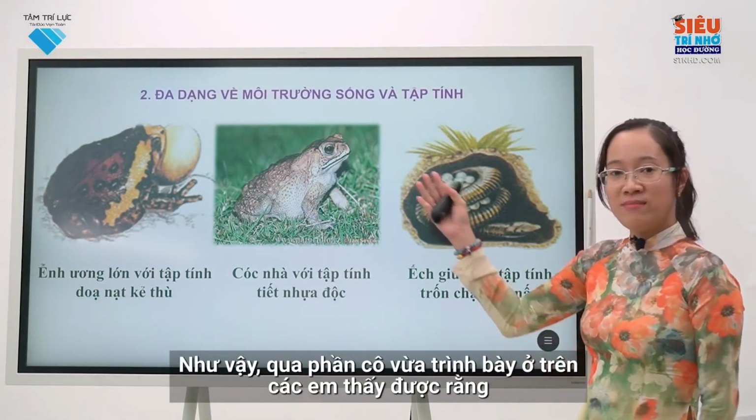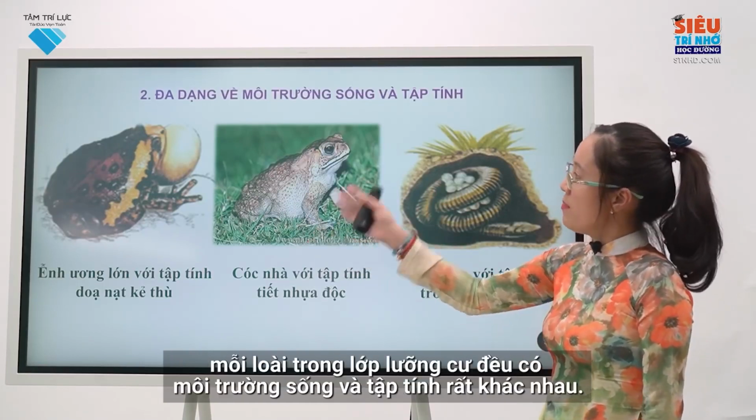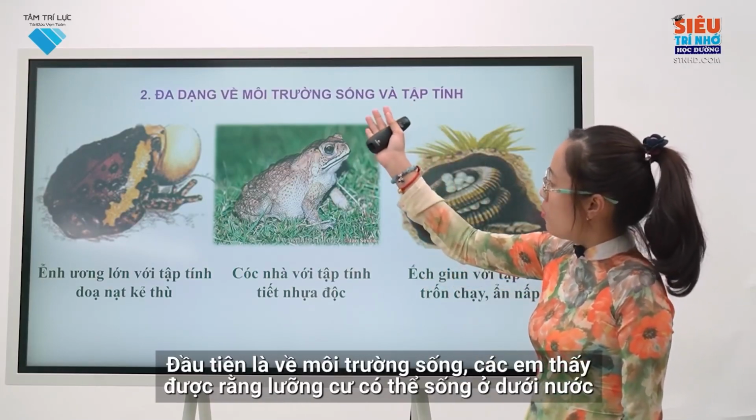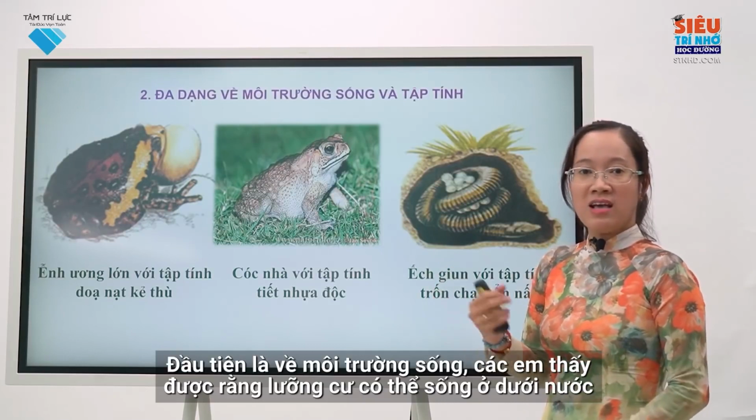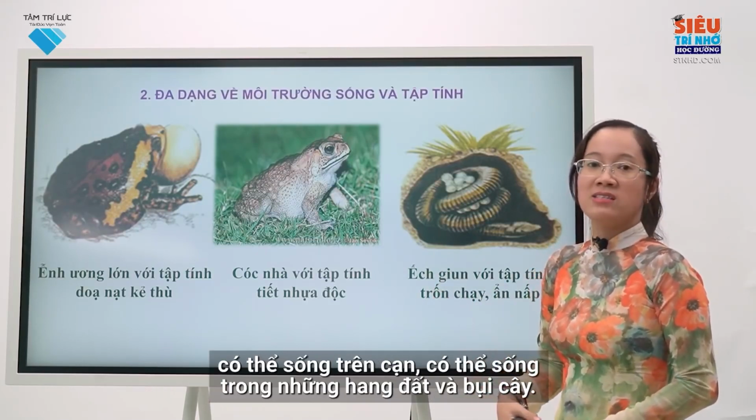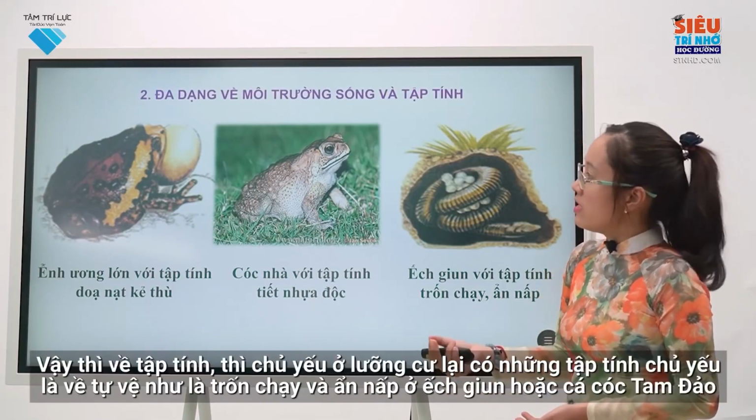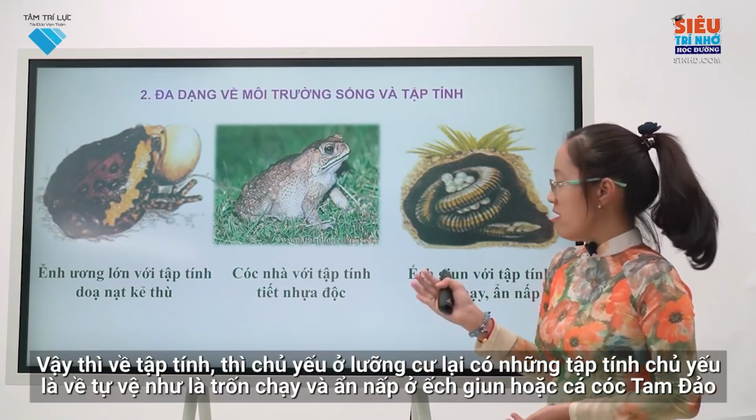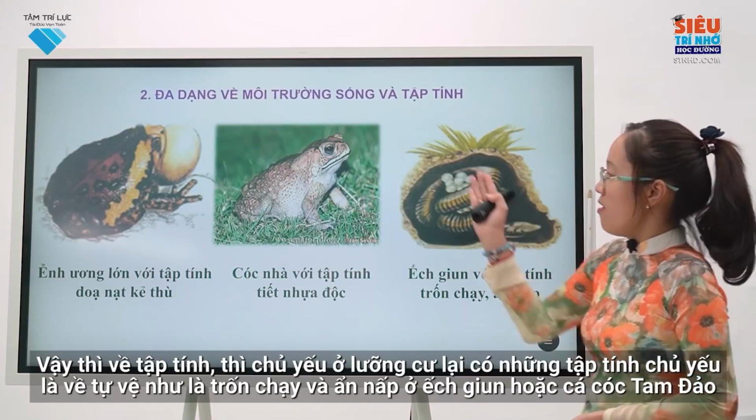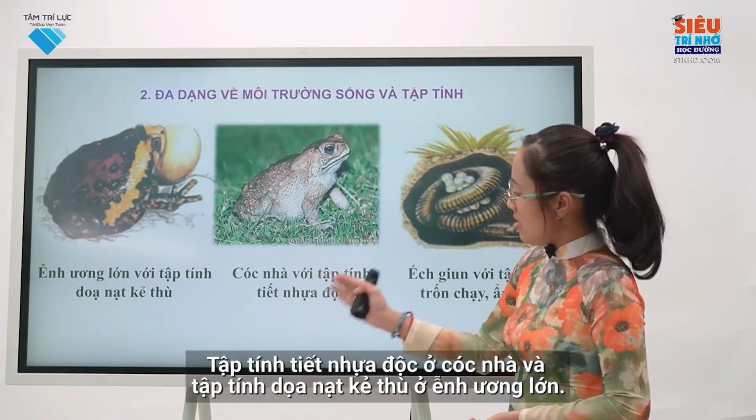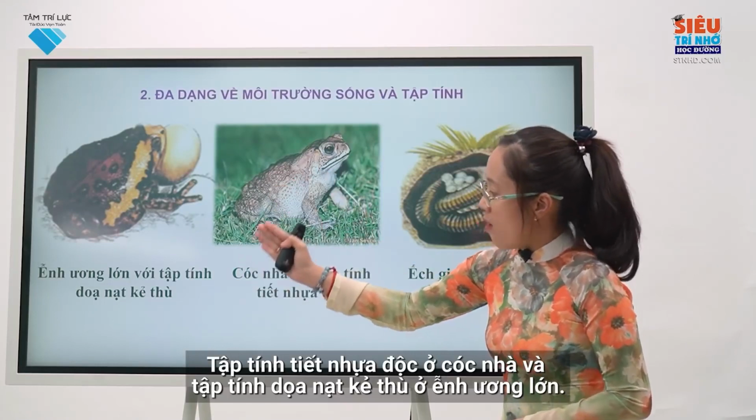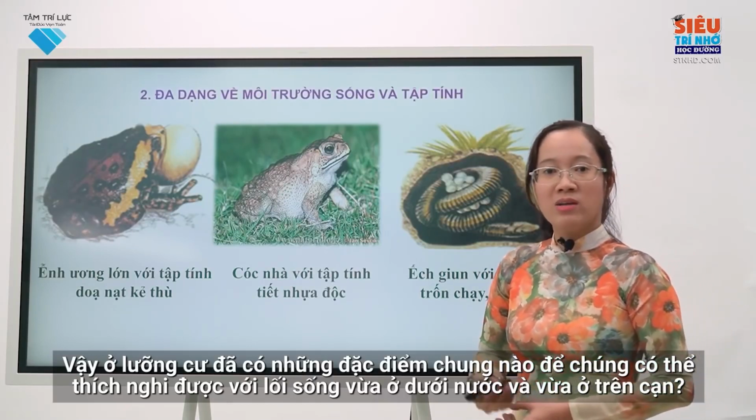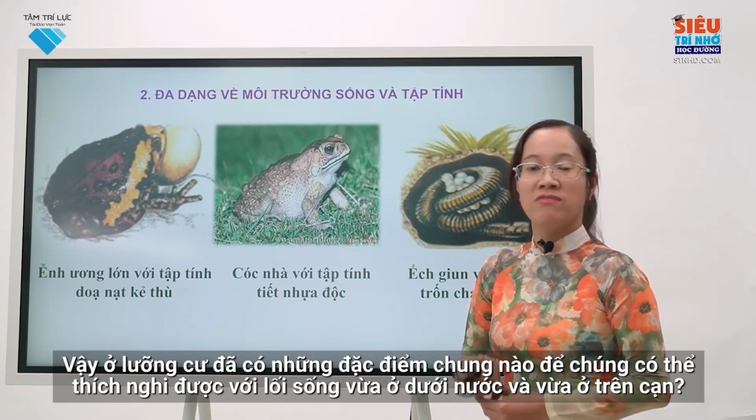Thus, through the part I just presented, you can see that each species in the amphibian class has a very different habitat and behavior. First, about the habitat, amphibians can live underwater, on land, in soil burrows and bushes. In terms of behavior, amphibians mainly show self-defense behaviors, such as running and hiding in the Ichthyophis glutinosus or Tam Dao salamanders, toxic secretion in house toads, and intimidating the enemy in large banded bullfrogs. So what are the general characteristics in amphibians so they can adapt to both aquatic and terrestrial lifestyles?